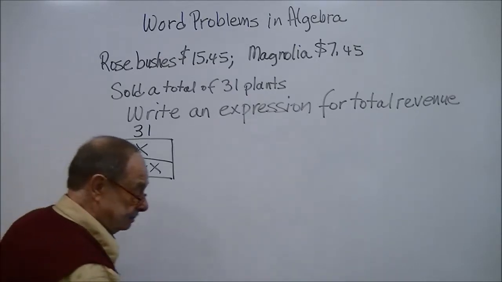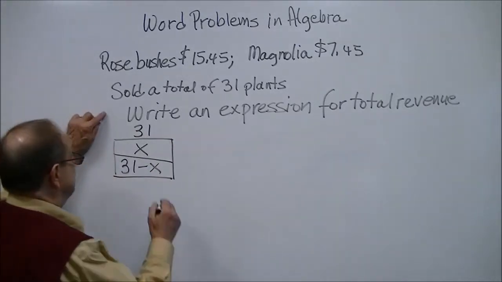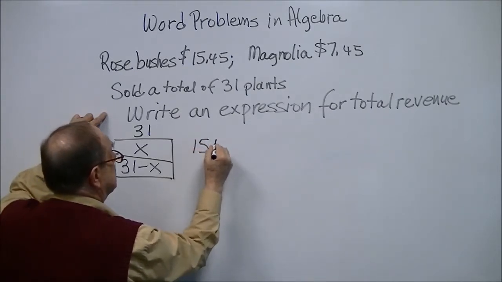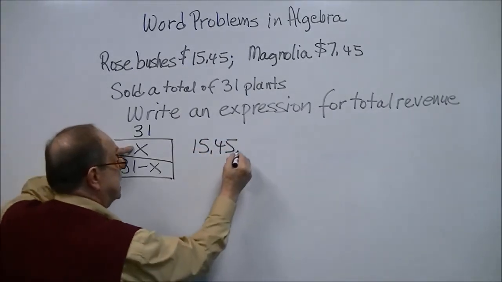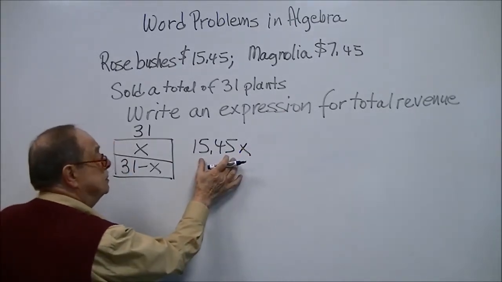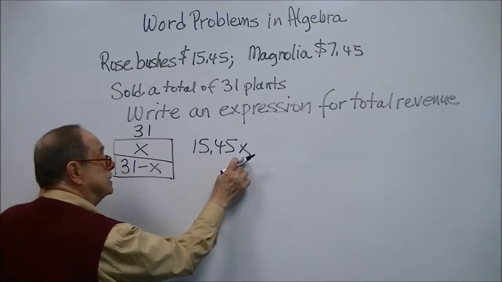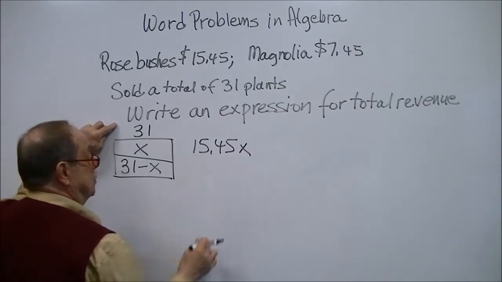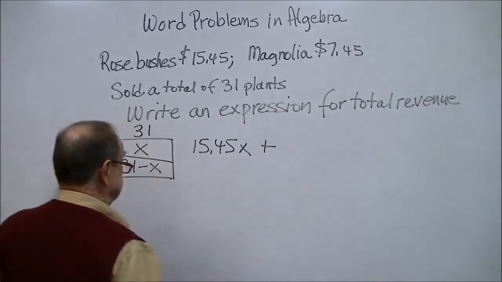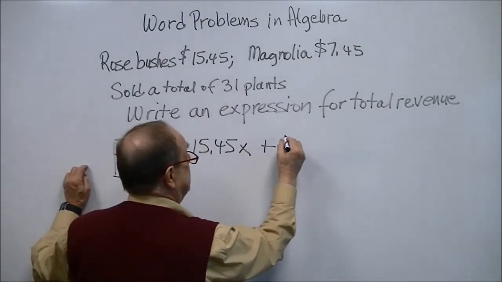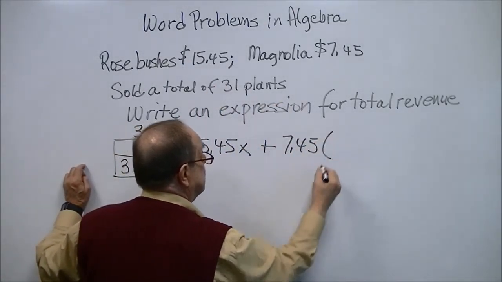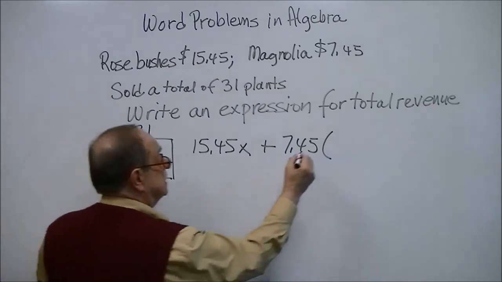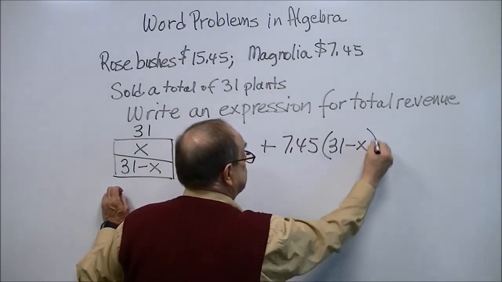So how do we go to set it up? Well, let's say the roses, which cost $15.45, times x, that would be the revenue generated from the number of plants. In this case, we're defining these as the roses that we sold, plus, for the other amount, it would be $7.45 times the other part of the 31, which is 31 minus x.